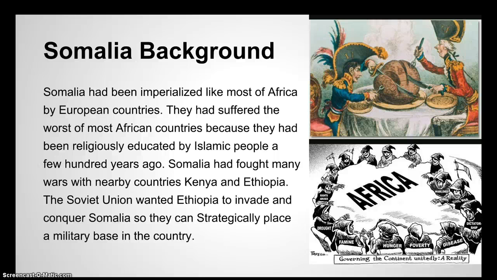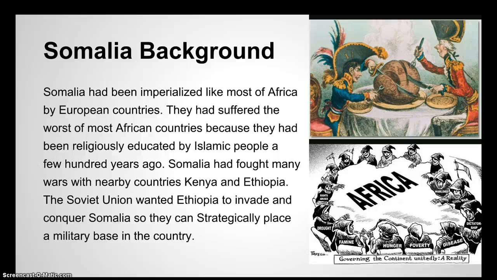So now we're going to start Somalia. Somalia had been imperialized, like most of Africa, by European countries. They had suffered the worst of most African countries because they had been religiously educated by Islamic people. So what I'm saying is there were people coming in from Saudi Arabia and making pilgrimages to get people to join the religion, and they thought Islam was the one true religion for them. So this was a few hundred years ago.